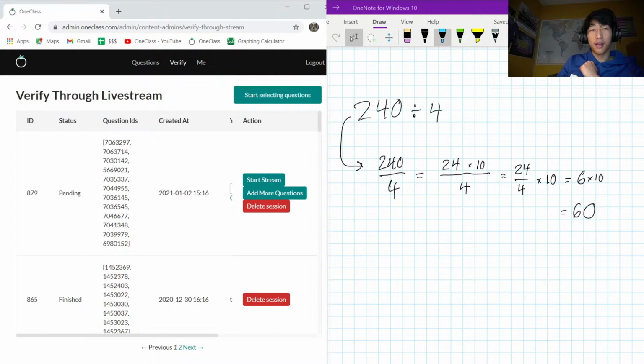Oh, man. Let me just switch my screen real fast. Time flies when you're having fun, as the old saying goes.